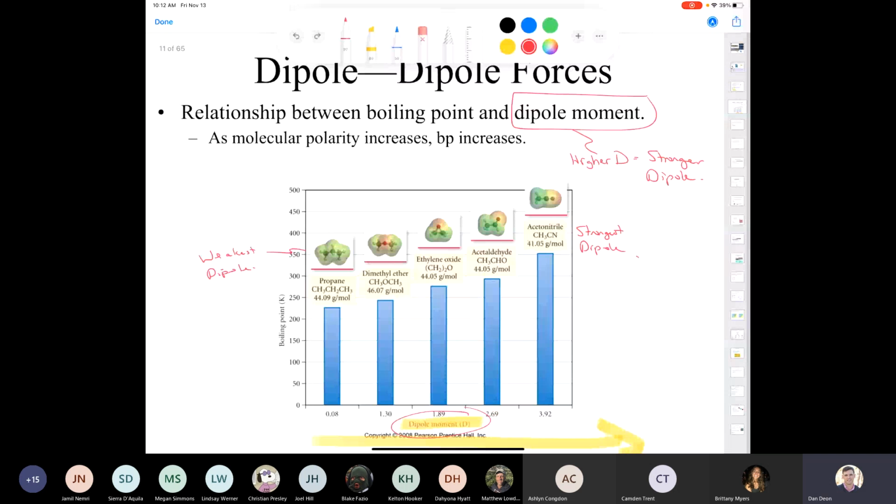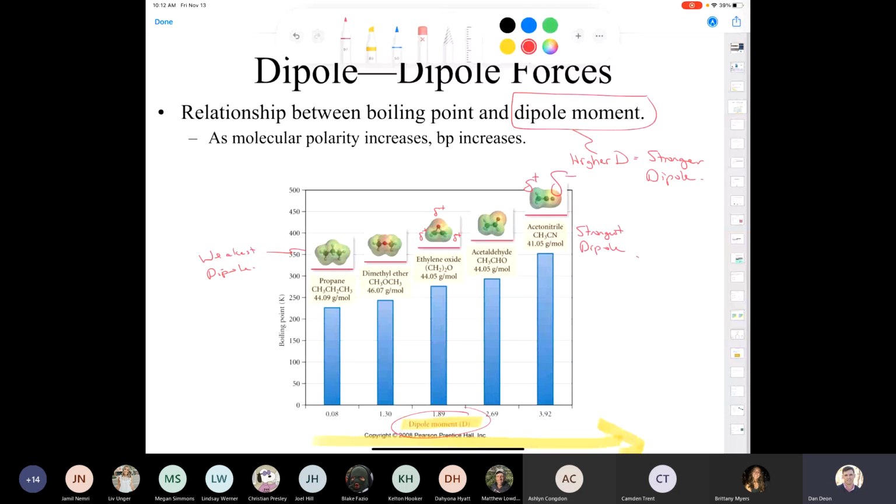Why? Because of the separation of charge in, let's say, something like ethylene oxide, the molecule in the middle. The red means delta minus. So it's got a little delta minus and it's got a little delta plus here. Whereas acetonitrile has a bigger delta minus and a bigger delta plus. So it's just based off of the relative strength of the dipole. The stronger your dipole, the higher the boiling point. Nothing more than that. So as molecular polarity increases, dipole moment increases, boiling point is going to increase. Give me a thumbs up if that makes sense.